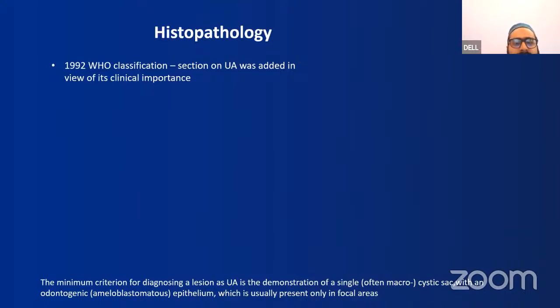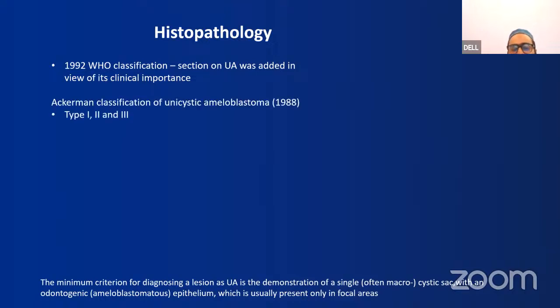In 1992, unicystic ameloblastoma was added as a distinct clinical entity, and the minimum criterion for diagnosing unicystic ameloblastoma was suggested to be a single cystic sac with ameloblastic epithelium, usually present only in focal areas. So, in case of a unicystic ameloblastoma, the entire cystic lining is not ameloblastic epithelium. It can resemble a radicular or even a dentigerous cyst also.